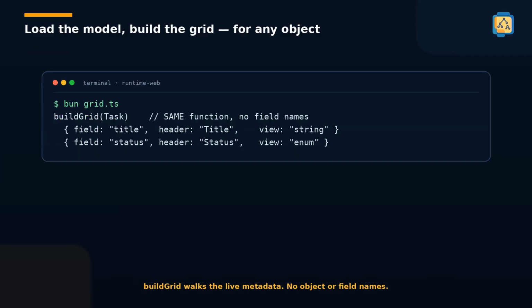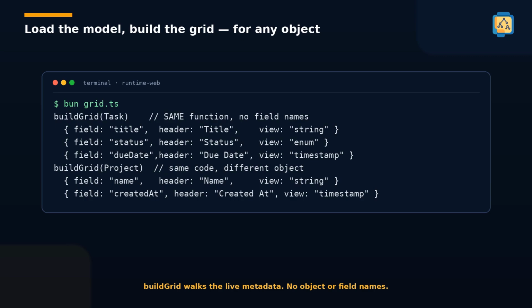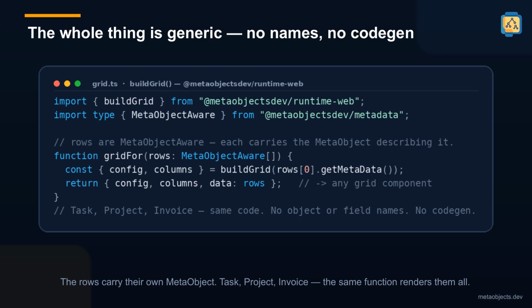Here's the live one. Build grid loads your model and walks it. Fields, views, types, and returns your columns. Notice what's not here. No object name, no field names. The same call works for task, for project, and for anything else you model. That's the whole thing. A few generic lines. The rows carry their own model, so it asks each one what it is. Task, project, invoice. One function renders them all with no code gen.